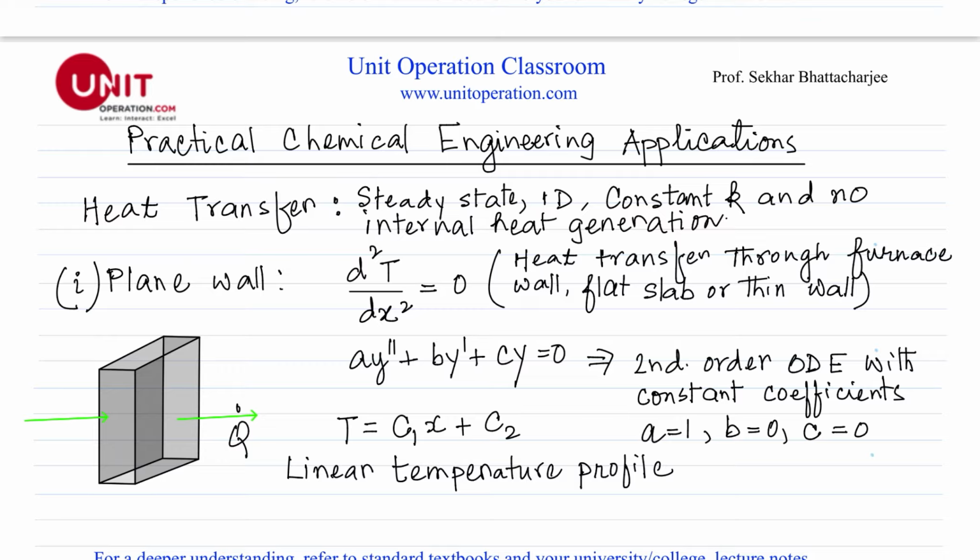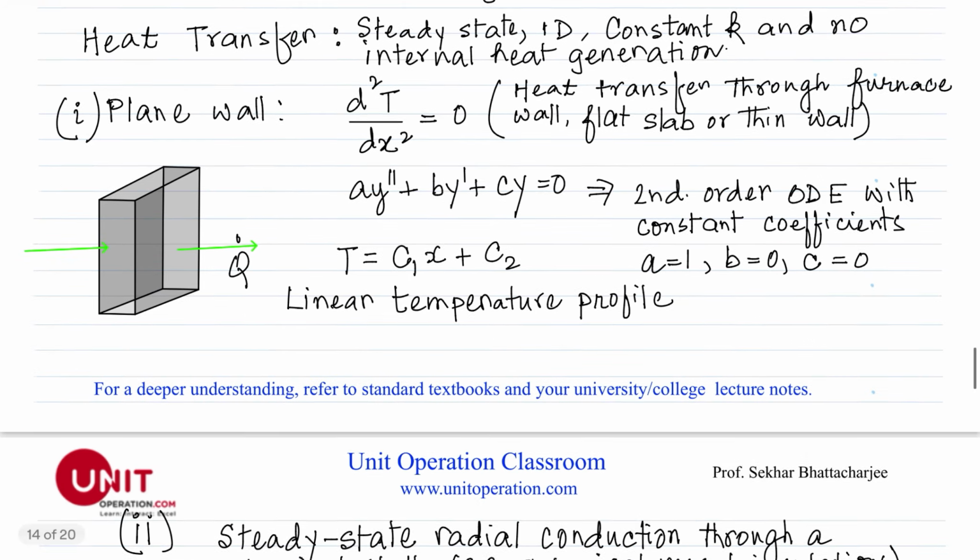And again this is a second order ODE with constant coefficients. Here, of course, A is equal to 1 and B is equal to 0, since there is no first derivative, and C is also equal to 0, right? So this is a second order ODE with constant coefficients.